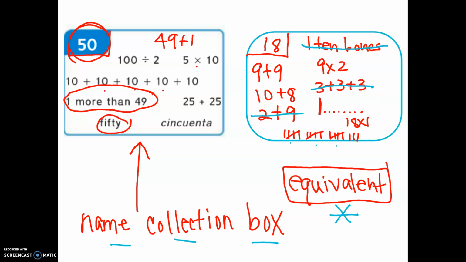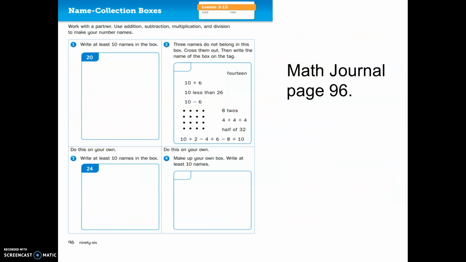Okay? Okay, I'm waiting for my page to turn. It's being pokey. So for your seat work today, for your assignment, it's pretty easy. It's a kind of a short lesson today. You're going to be working on making some name collection boxes. And this is page 96 in your math journal. Read the directions carefully. It says work with a partner. So if you get stuck, you can ask for some help, but you're going to try really hard to do them yourself. You can put addition, subtraction, multiplication, and division problems in if you want to.